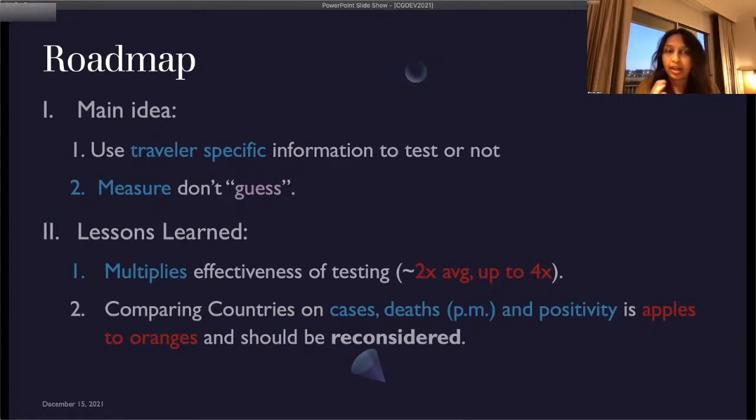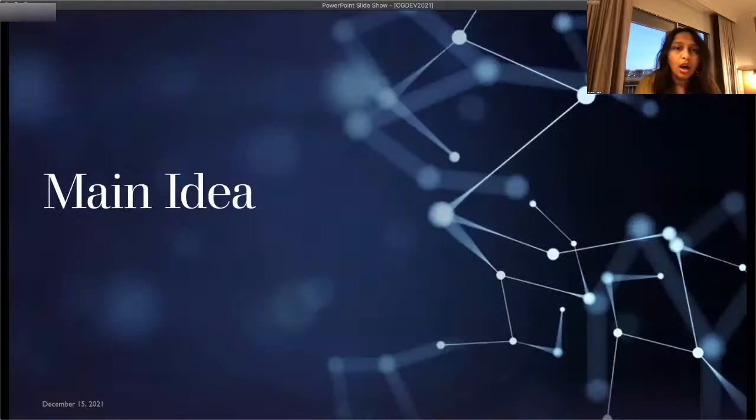And one big insight of the work we did was that yardsticking these countries based on cases per capita, deaths per capita, positivity rates, or all these publicly reported metrics from the general population, using that to assess traveler-specific risk is really comparing apples to oranges. And this was a very frequently used policy metric. And so we think this should strongly be reconsidered, especially now that we're going into the Omicron phase.